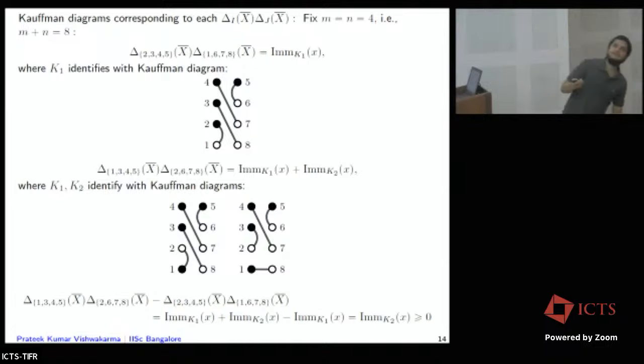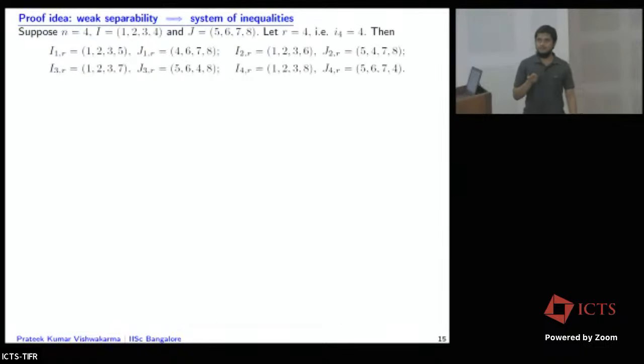So let me now very quickly give a brief idea of the proof. For that, suppose M and N are 4 and eta is also 4 and I and J are weakly separated. So we choose I to be 1, 2, 3, 4 and J to be 5, 6, 7, 8. And we choose the last element 4 to be the moving vertex in I that switches with the elements in J one at a time. And we construct these sets I_k^R and J_k^R.